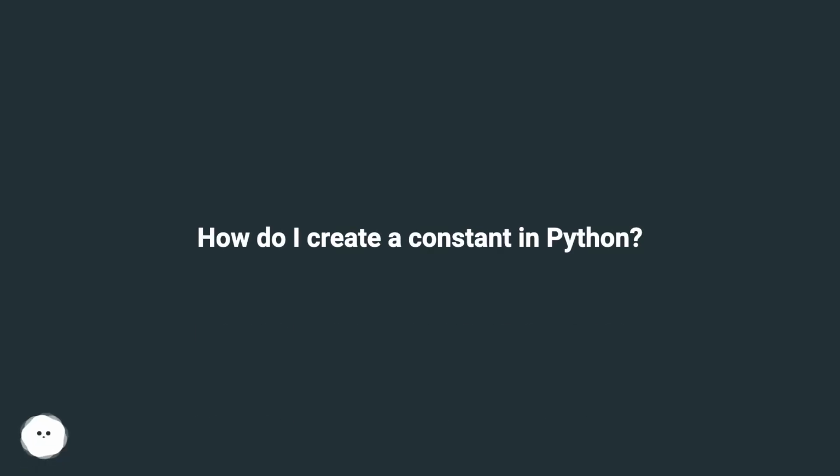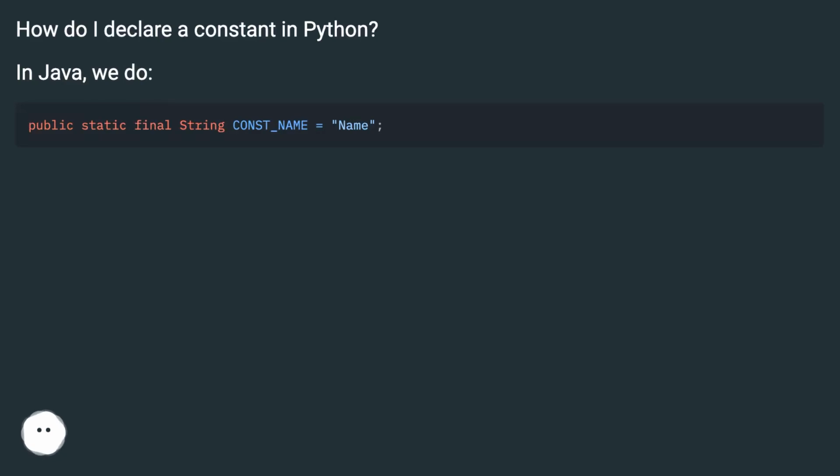How do I create a constant in Python? How do I declare a constant in Python? In Java, we do.